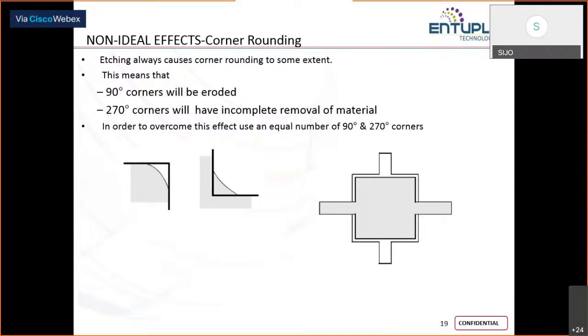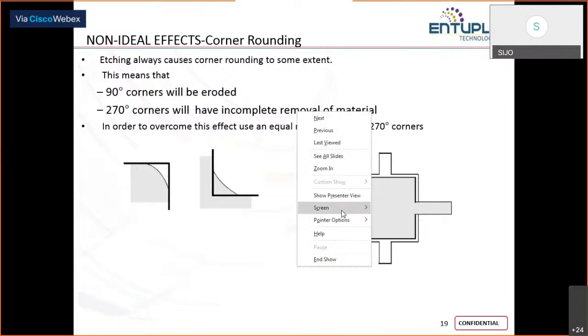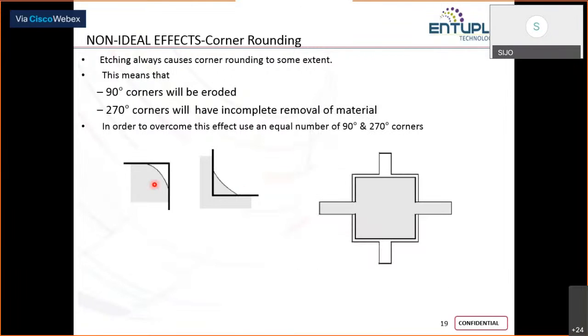Naveen, if you can have that pointer option, you can just point to this. Yeah. So on the left, you can see the 270-degree corner and 90-degree corner. The problem with the 90-degree corner is that corners will be eroded, and if we look at the 270-degree corner, we will have incomplete removal of the material. So in either case, we have some etching issues during the fabrication process.